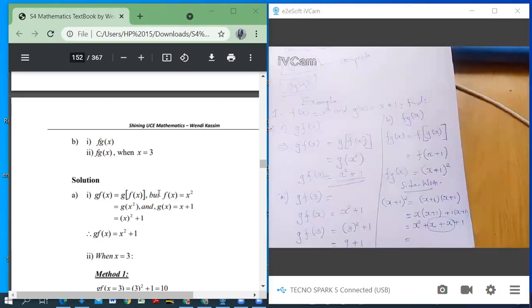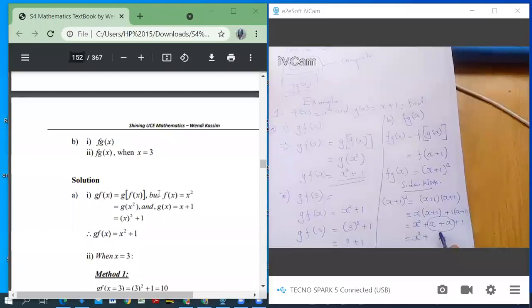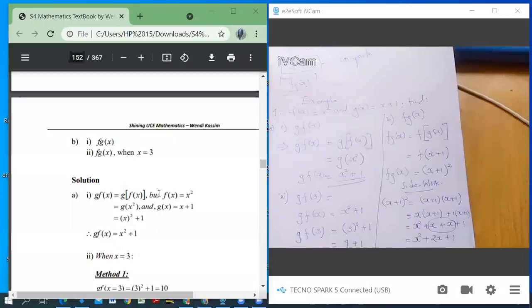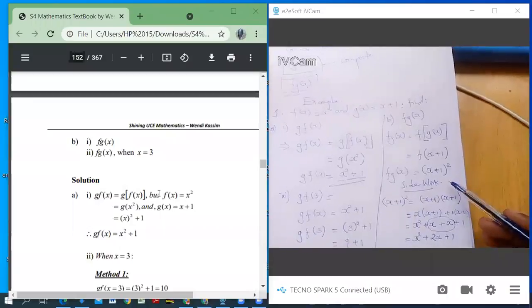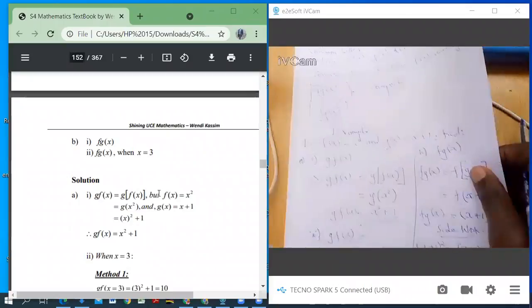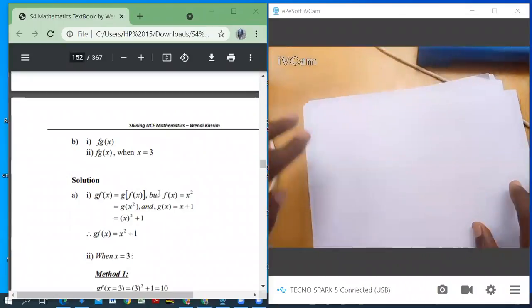So you can see that these two are the same. We can add them together. You see what I've circled there? Yes. They can be added. So we shall have X squared plus X plus X, which is 2X, plus 1. So when you expand X plus 1 squared, you get X squared plus 2X plus 1. So what does that mean?